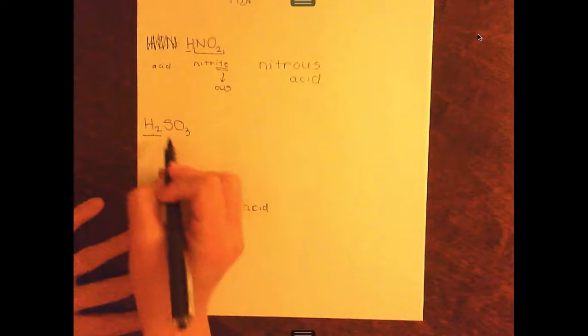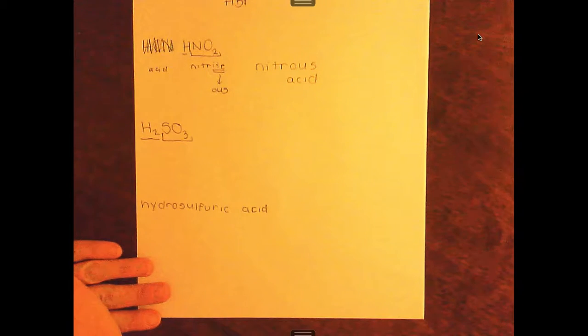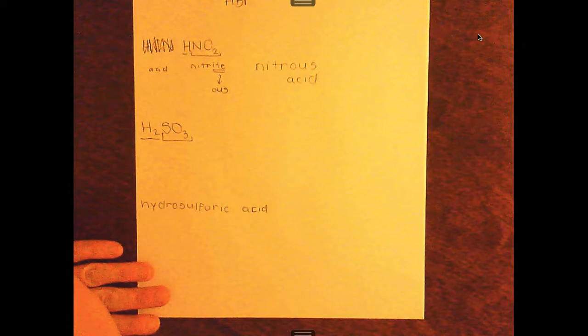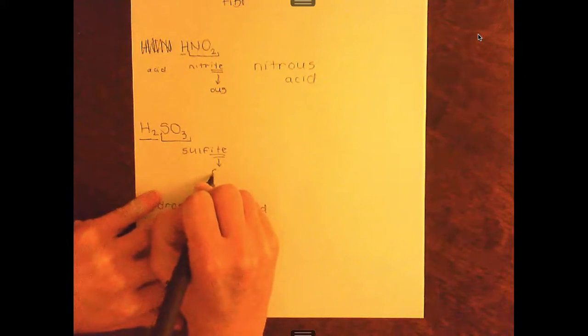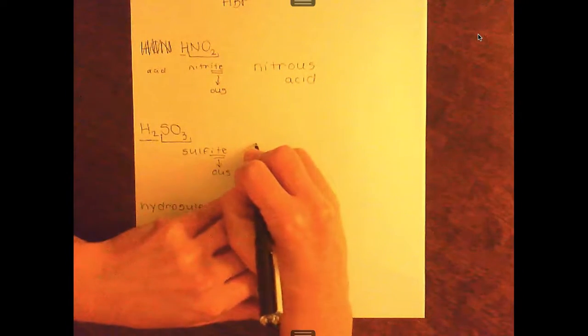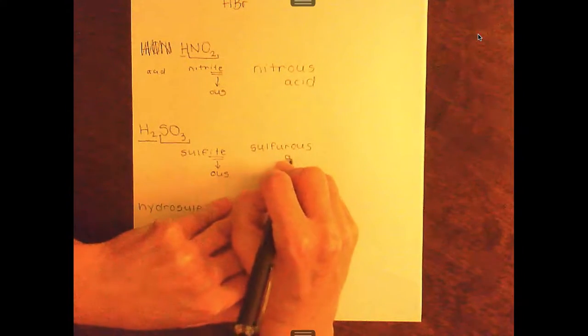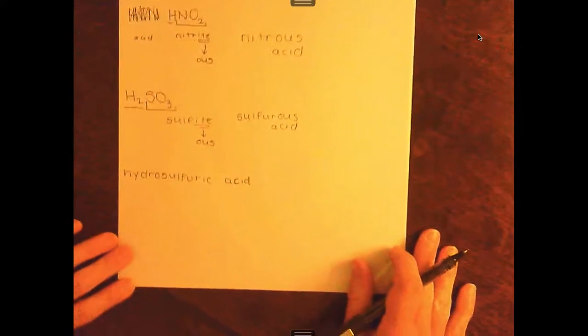Next one, we see hydrogen, we know it's an acid. Then we see this SO3. Anytime you have that hydrogen and that polyatomic ion, the very first thing you need to do is look up what the name of the polyatomic ion is. Here we have sulfite, which is very similar to the one we just looked at. That ITE is going to change over to OUS, and we end up with sulfurous acid. Again, don't forget the word acid there at the end.